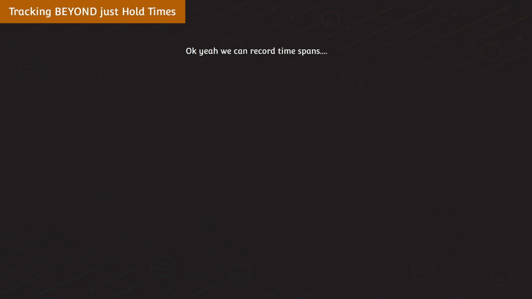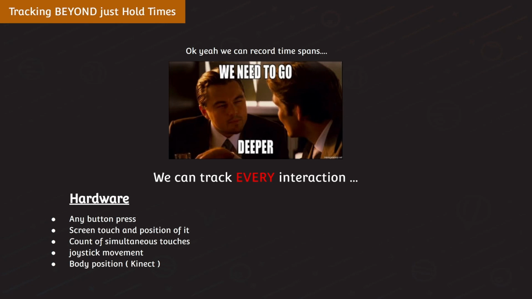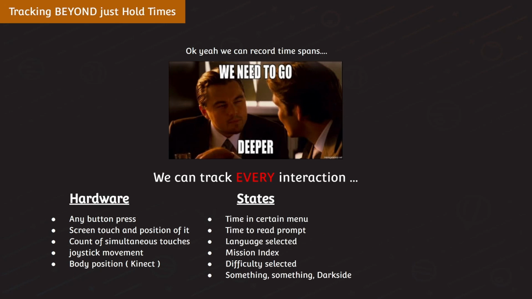So yeah, we can record time spans, but we need to go deeper. We started thinking we can track absolutely everything. So we can go into the hardware, track what button is pressed, screen position and touches, how many touches, joystick movement, and if we're using the Kinect on a particular exhibit, we can track body position and joint position. We can look into particular states, like where they are, if they're in a certain menu, if they're reading a prompt, what language they decided to play with, what mission they chose, difficulty.